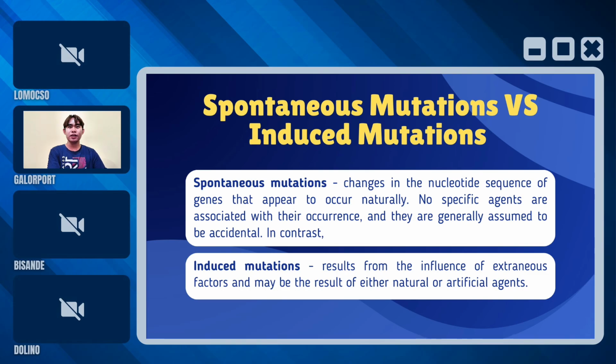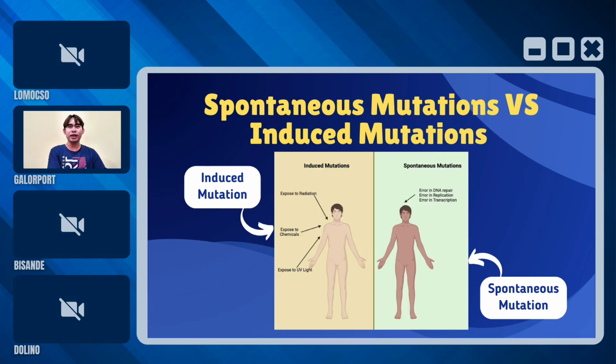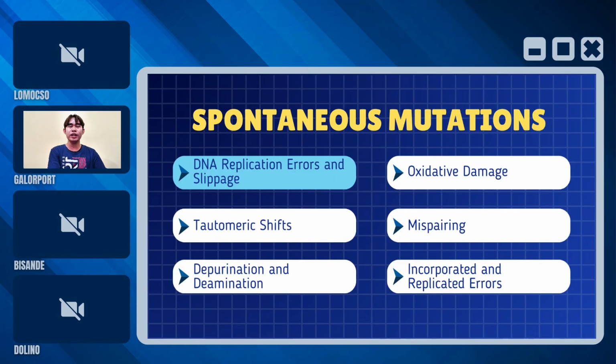In contrast, induced mutation results from the influence of extraneous factors and may be the result of either natural or artificial agents. In this diagram, for example, induced mutation happens from exposure to radiation, chemicals, or UV light, in comparison to spontaneous mutations, which happen due to errors in DNA repair, replication, or transcription. Now let's focus on spontaneous mutations with its 6 categories.